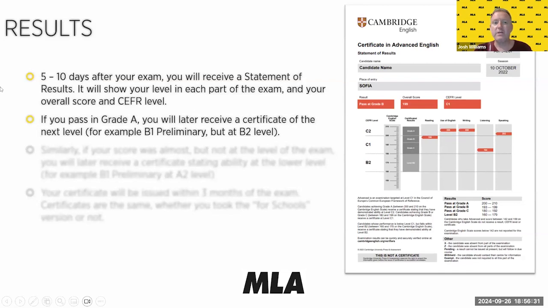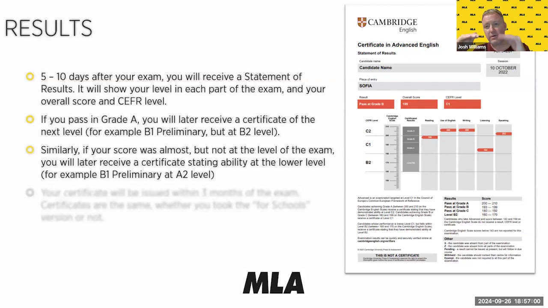If you pass at grade A in any one of these exams, you actually receive a certificate indicating the next level up. So if your marks overall indicated that you were in grade A, you will receive a certificate that indicates that you are at C2 level, even though you did the C1 Advanced, and correspondingly for other exams as well.